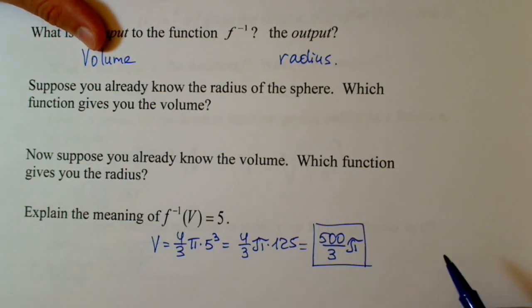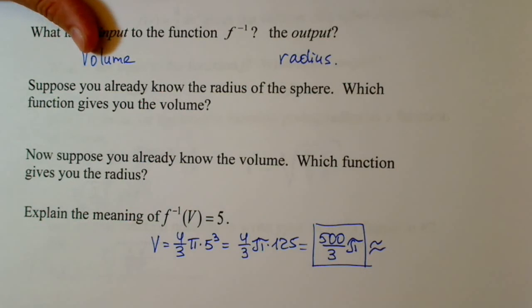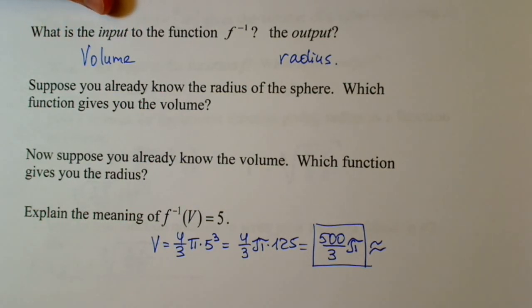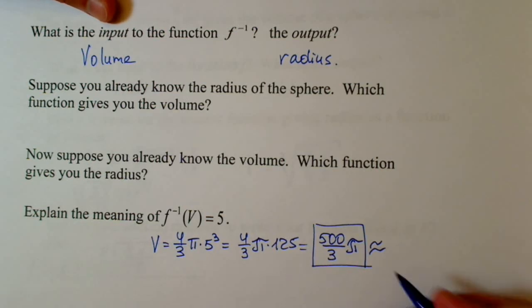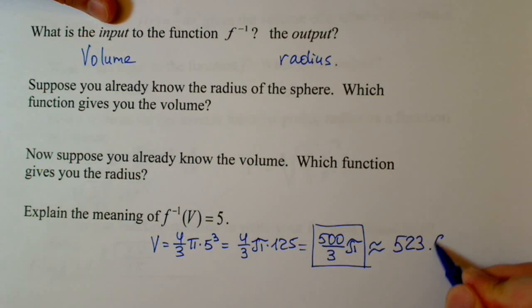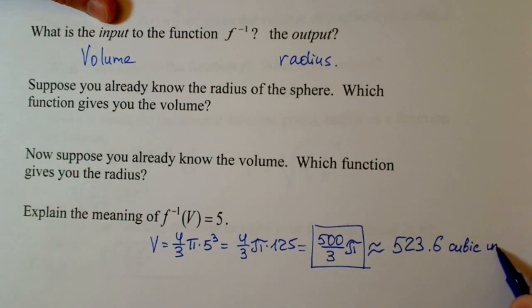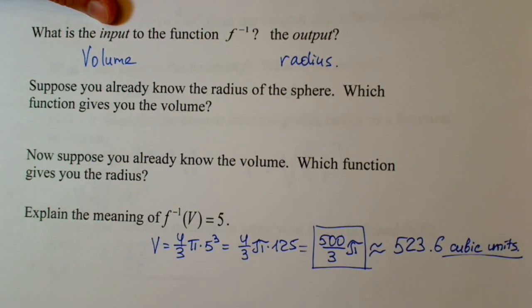If we want to approximate, we just plug in this number into the calculator, and it will give us the approximation, which is equal to 500 over 3 multiplied by pi, 523.6, and what is it? It's cubic units. Because we don't know exactly, we can write cubic units. This is our volume. That's it.